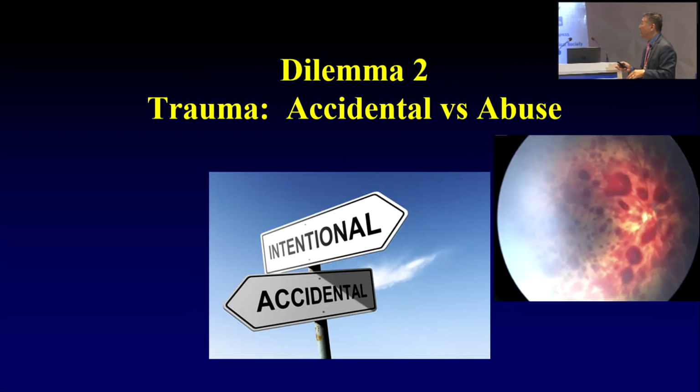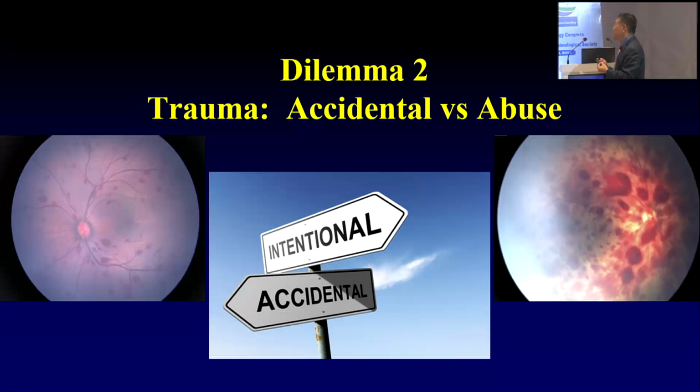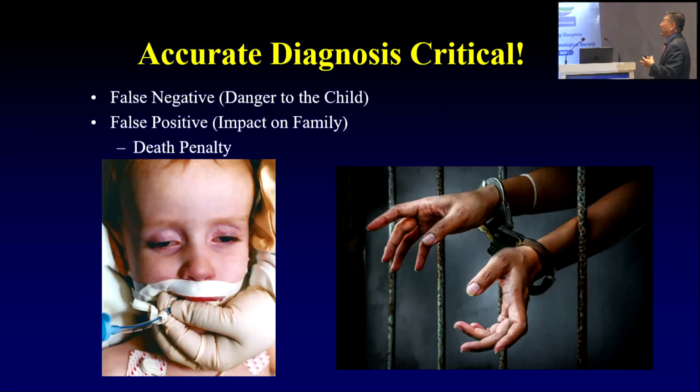And the second dilemma is, how do you know if something was truly accidental or if it was intentional? I mean, these are very difficult questions that one has to address. So the accurate diagnosis is extremely critical, because of the false negative. Can you imagine taking this child back to the home of the abuser and the child ends up dying?